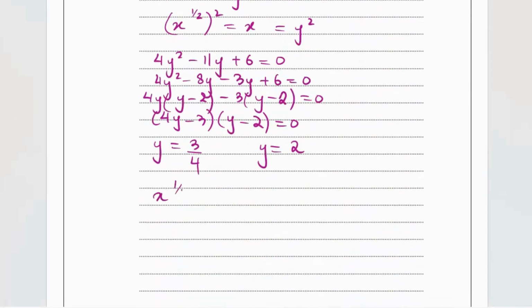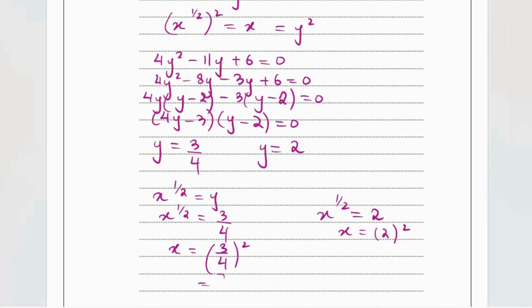x to the power of 1 over 2 was equal to y, which means x to the power of 1 over 2 equals 3 over 4 and equals 2. To find the value of x, we're going to square 3 over 4 and 2. That's going to give us 9 over 16 and x equals 4. These are your two values of x, and with that we're done with the questions for quadratics.